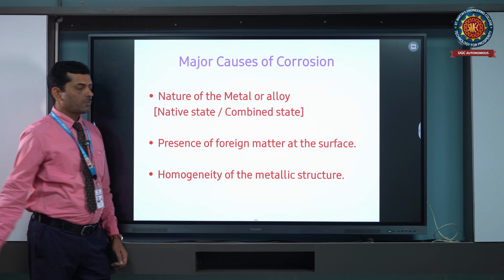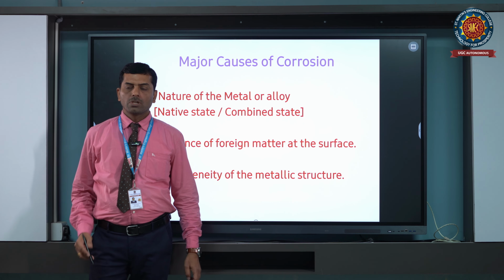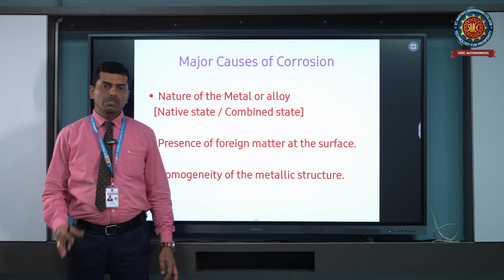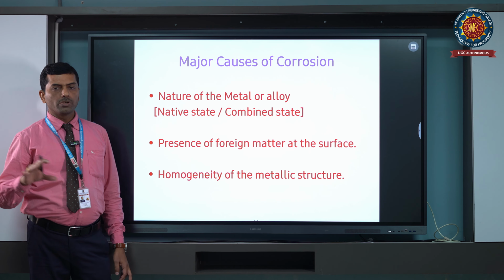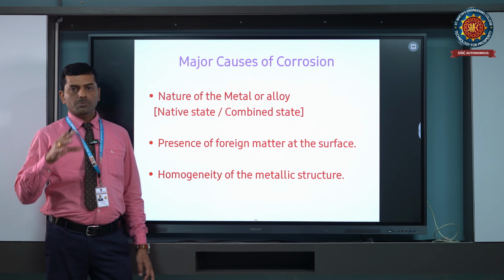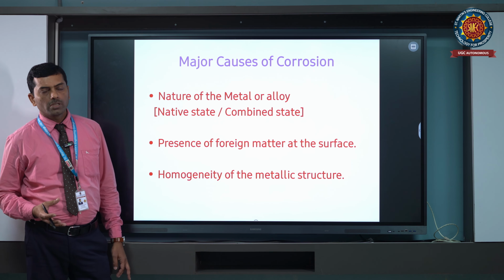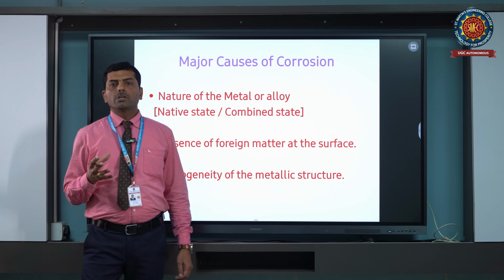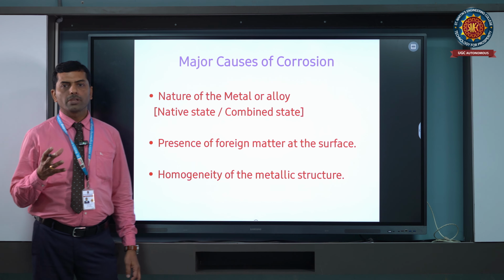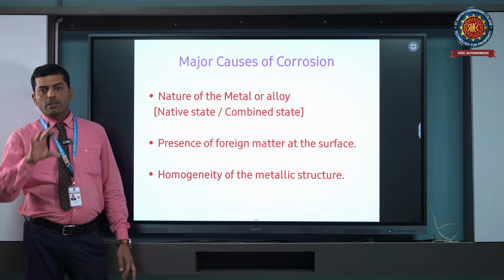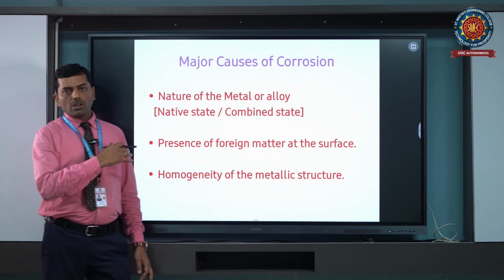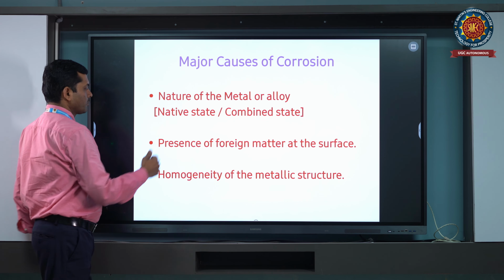Next, presence of foreign matter at the surface. Whatever impurities and other substances are present lead to the formation of a corrosive environment. That is a most vigorous process where it forms a tiny electrochemical cell. That we will discuss elaborately at this point.